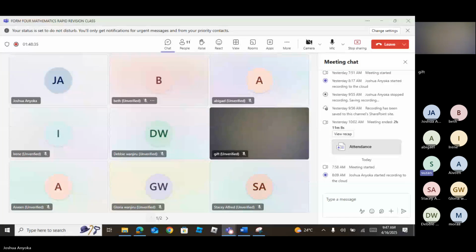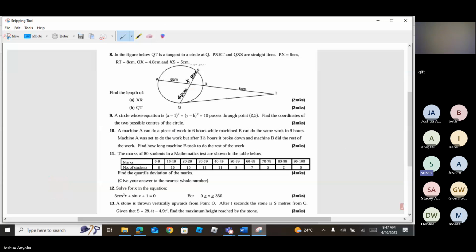A circle whose equation is x minus 1 plus y minus k is equal to 10 plus 2.25. Find the coordinates of the two possible centers of the circle. Well, very good. A circle whose equation passes through 2, 5. Find the coordinates of the circle.